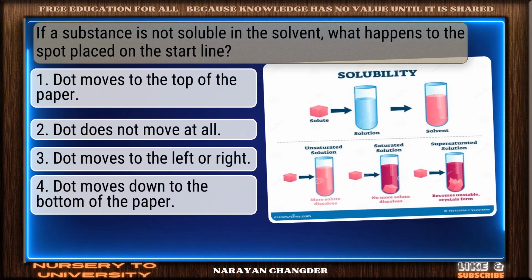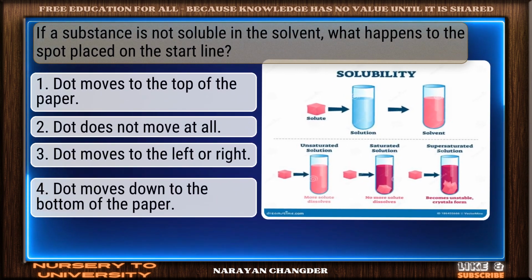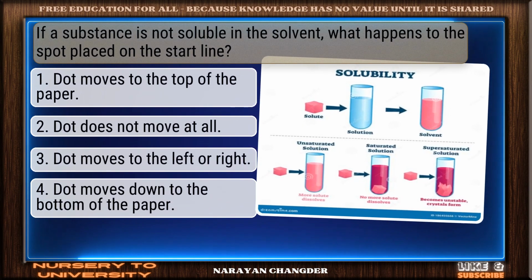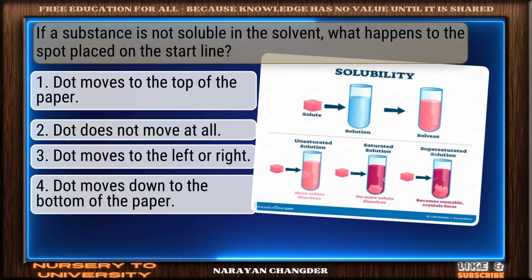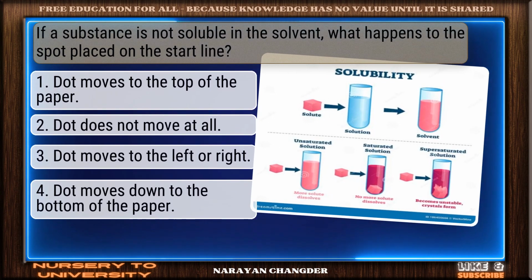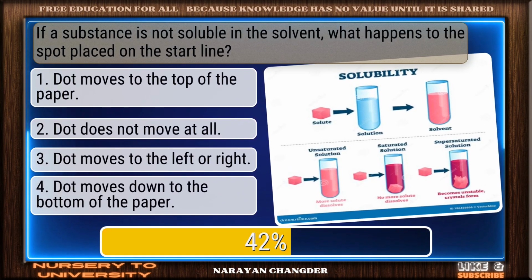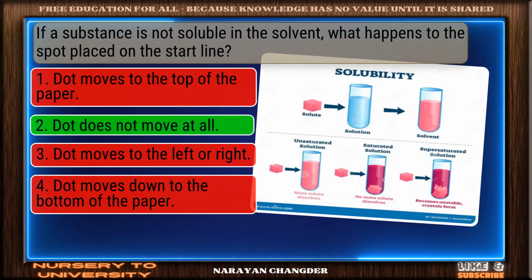If a substance is not soluble in the solvent, what happens to the spot placed on the start line? Option 1, dot moves to the top of the paper. Option 2, dot does not move at all. Option 3, dot moves to the left or right. Option 4, dot moves down to the bottom of the paper. Nailed it, dot does not move at all.